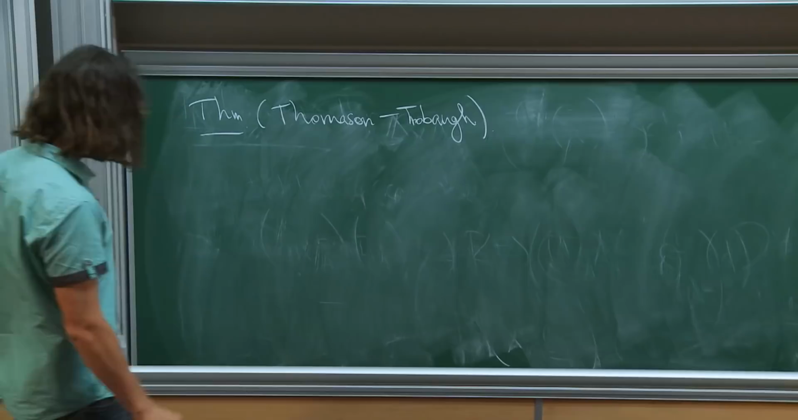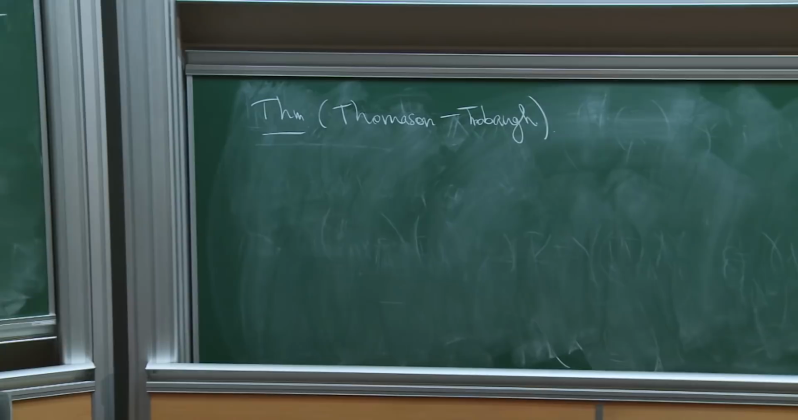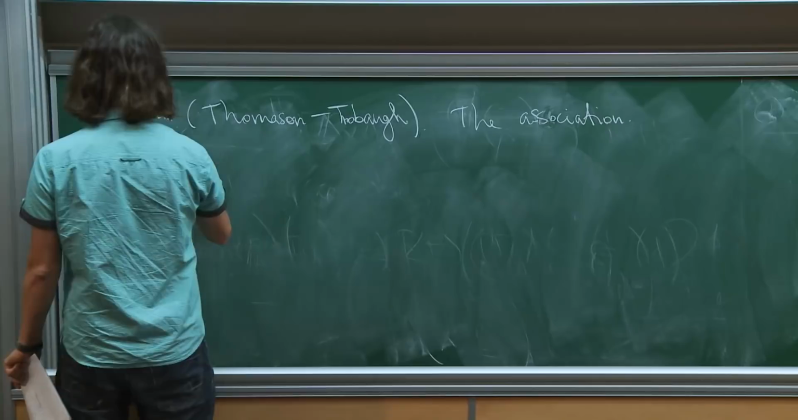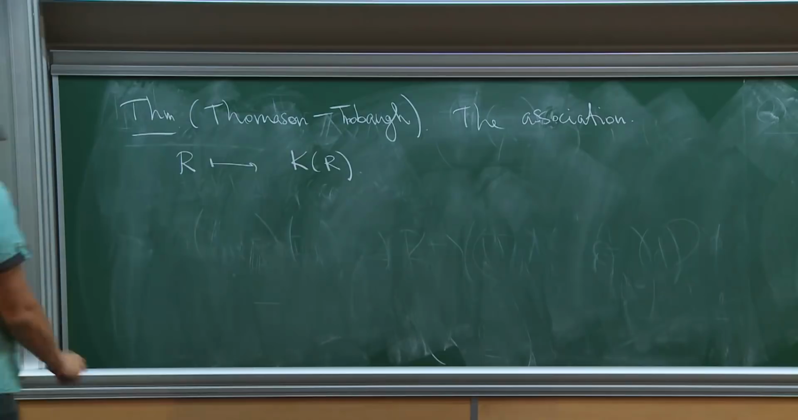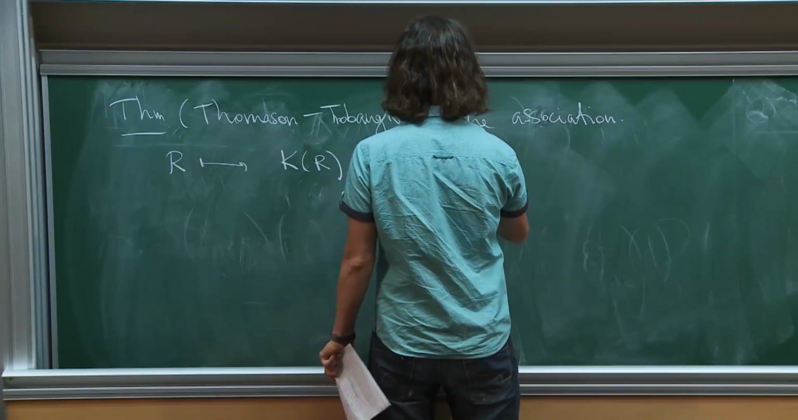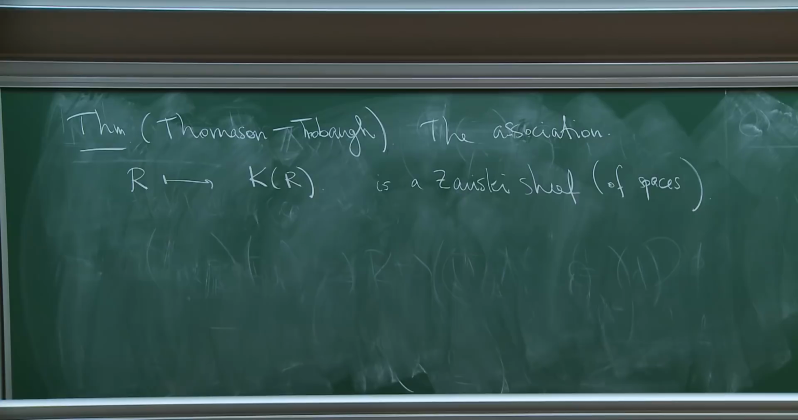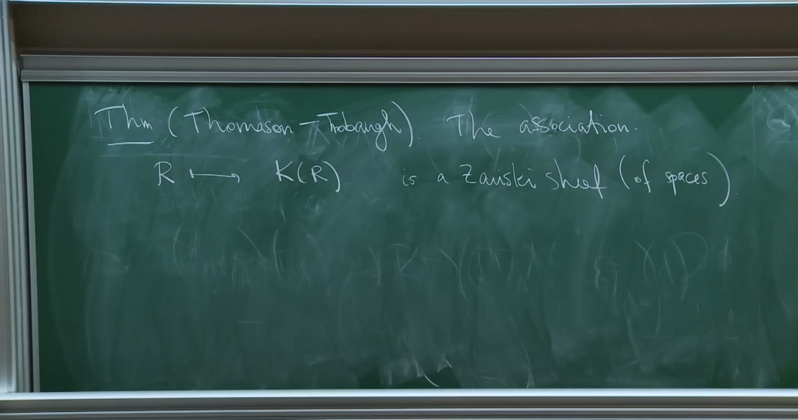So there's a theorem of Thomason-Gabber that the association that takes any ring R, commutative now, to its K-theory, that this is a Zariski sheaf of spaces. It's a sheaf in some derived sense, of spaces.